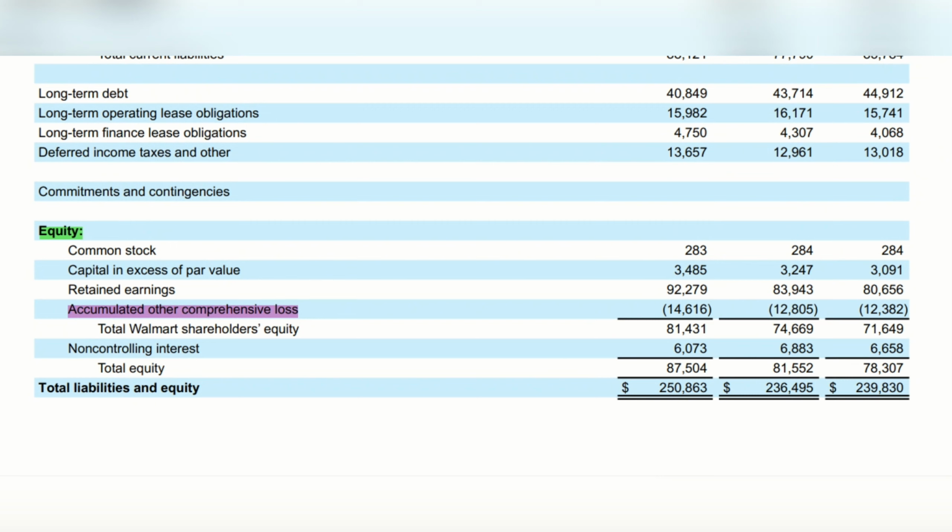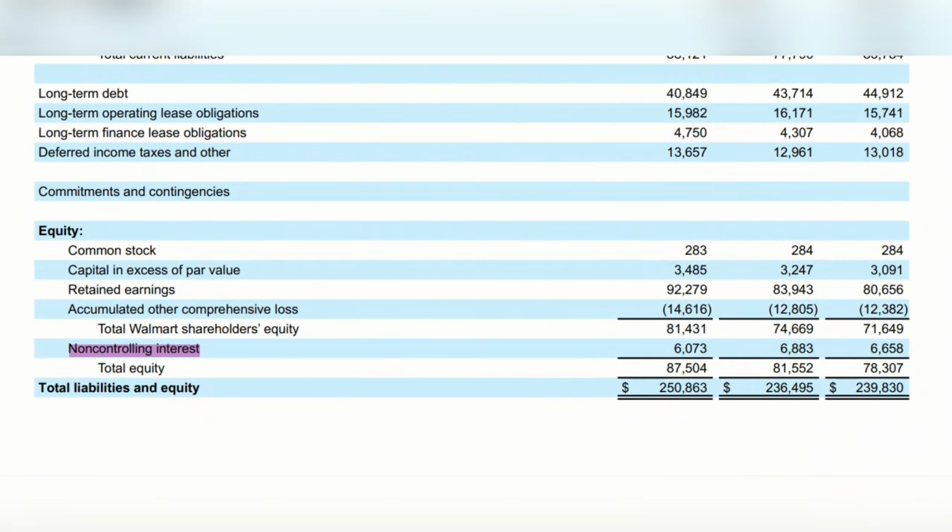Accumulated other comprehensive loss. So this would usually mean that one of their investments that they made has gone bad or fallen in value, but they haven't actually sold it yet. So it's more like a warning of losses that will be realized at some point in the future. So that's the total equity relating to Walmart.